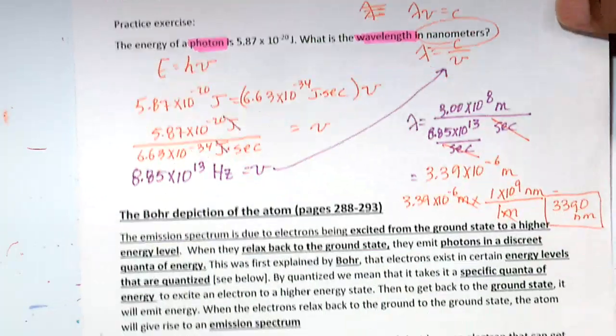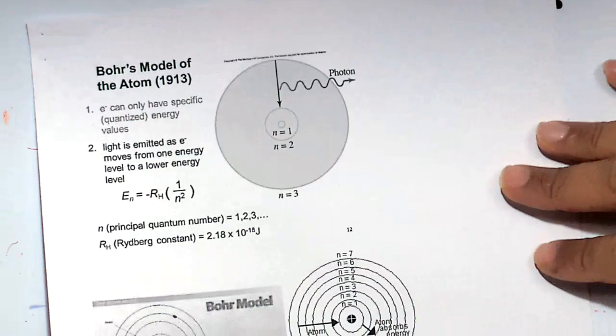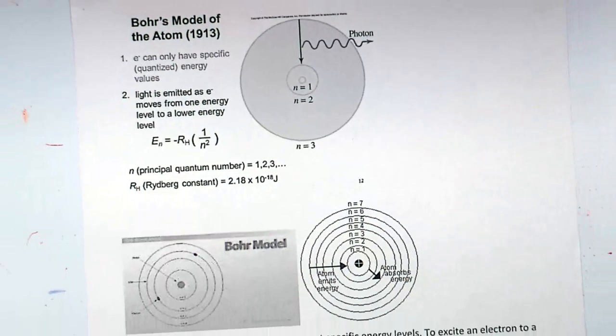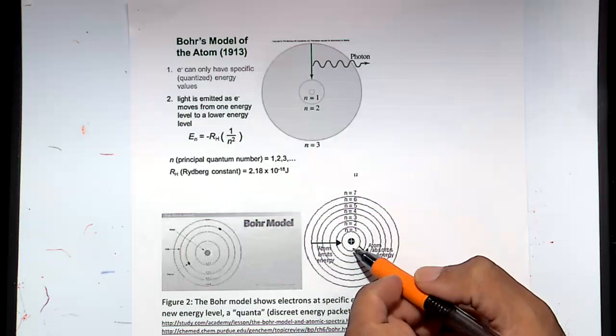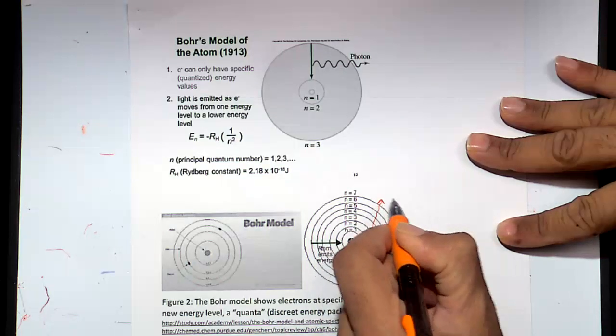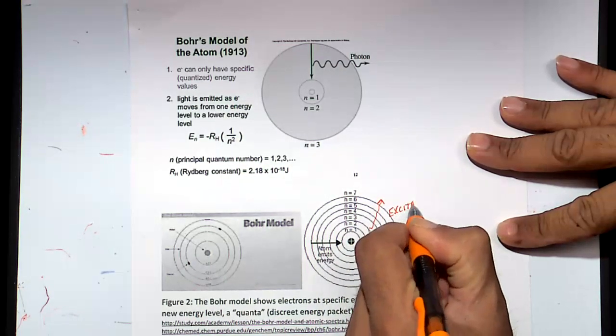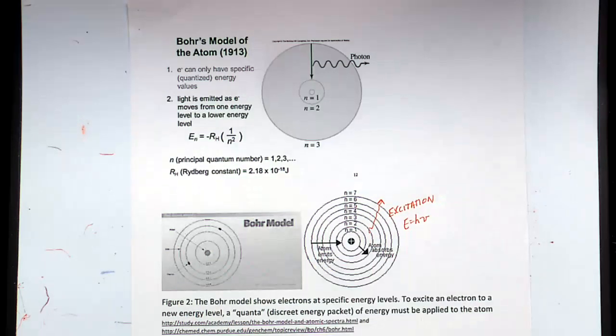All right, very quickly to wrap up today's lecture, just recognize the models of the atom. This is Bohr's model of the atom. It's a hydrogen atom. This is the idea I've been mentioning to you about excitation and relaxation. Excitation here, we're hitting it with a quanta. It gets excited to a new energy level, and then it relaxes back.